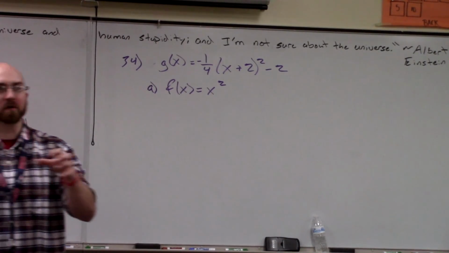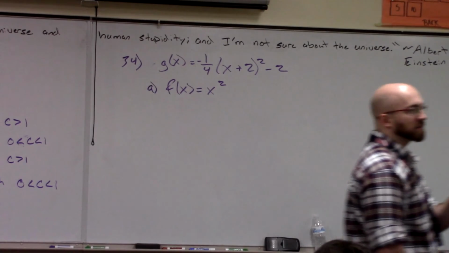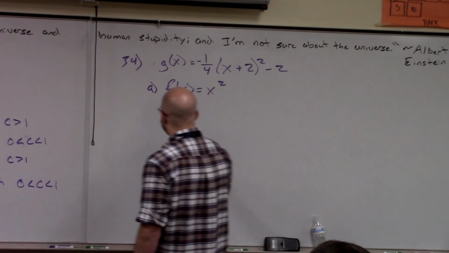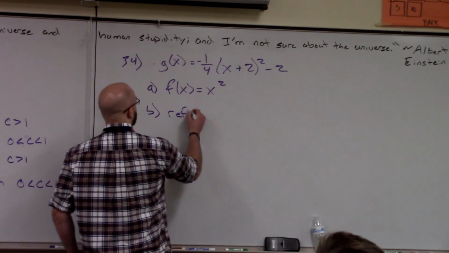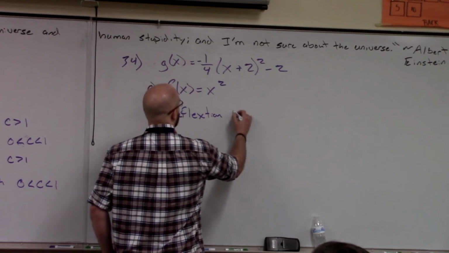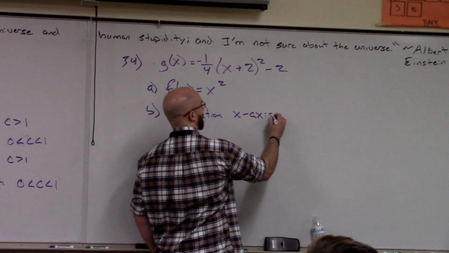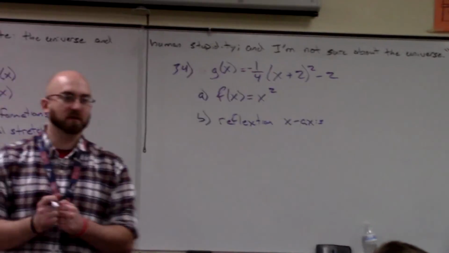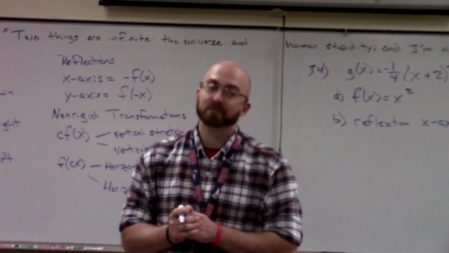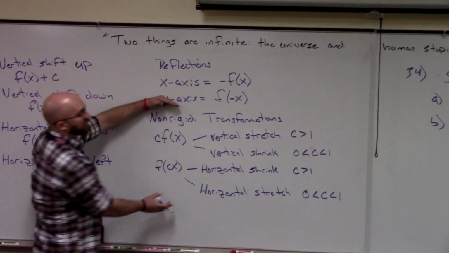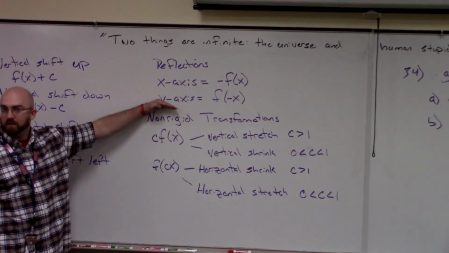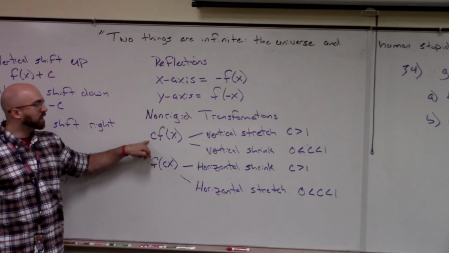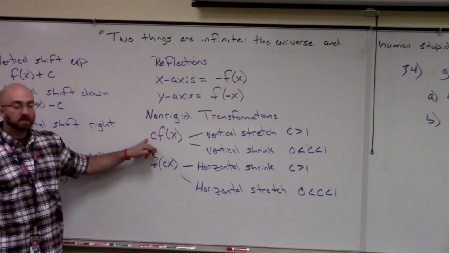Okay, now, I have a list of questions I ask to do my transformations. First one, is there reflection? Yes. Reflection across what? X. Okay. Is there a shrink or compression? Stretch or shrink? Yeah, probably. Is one of these being applied? Yes. Is the C inside or outside? Outside. C is 1/4, correct? It's a shrink.